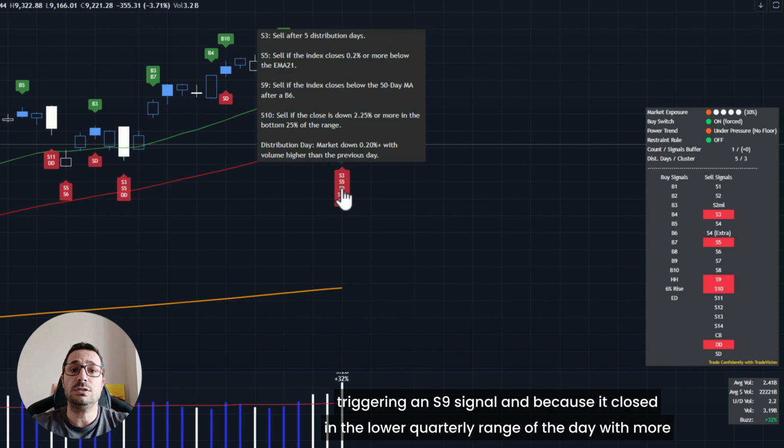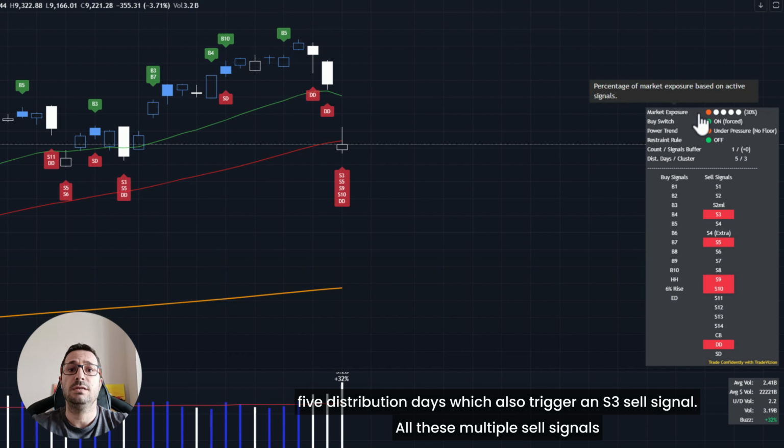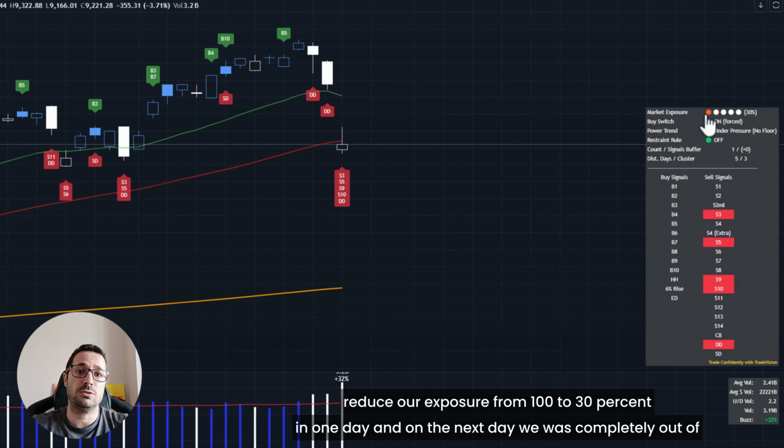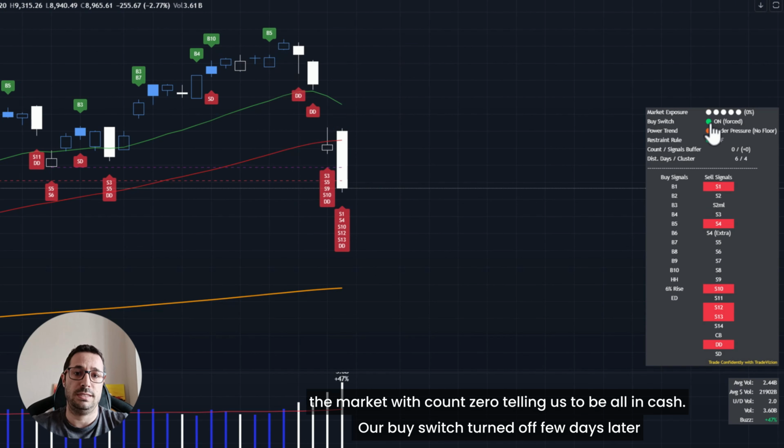And because it closed in the lower quarterly range of the day with more than a 2.25% drop, we got an S10 signal as well. Additionally, on the same day, we reached 5 distribution days, which also triggered an S3 sell signal. All these multiple sell signals reduced our exposure from 100 to 30% in 1 day. And on the next day, we were completely out of the market with a count of 0, telling us to be all in cash.